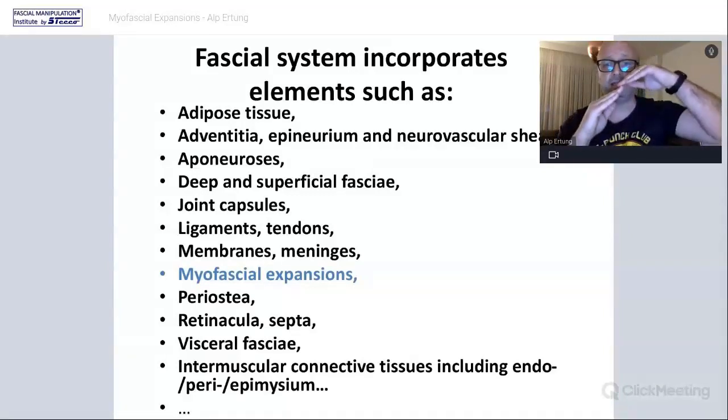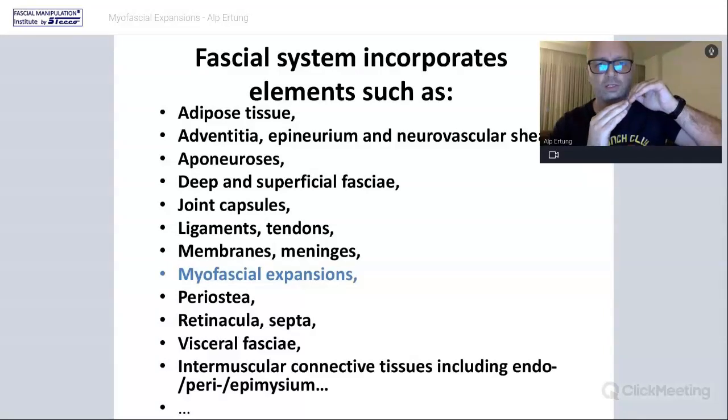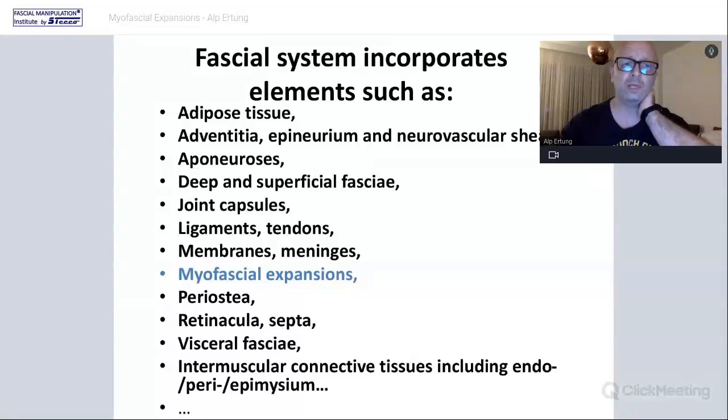So myofascial expansions are a different type of connection between different types of structures. It's not like connecting the structures in series, from the bony insertions or bony origins, like the common insertion sites. So to understand these myofascial expansions may give us a lot of answers about the biomechanical model of fascial manipulation, and also our CCs, centers of coordination, centers of fusion, and all the relationships, how they are being created.